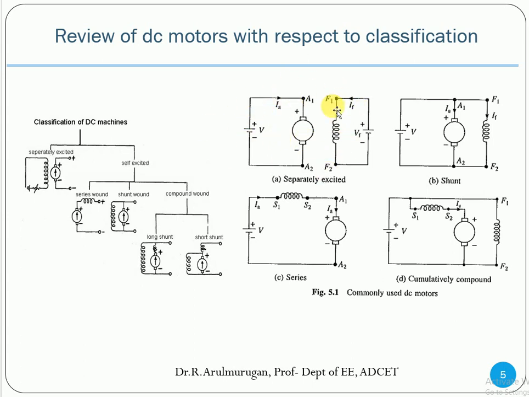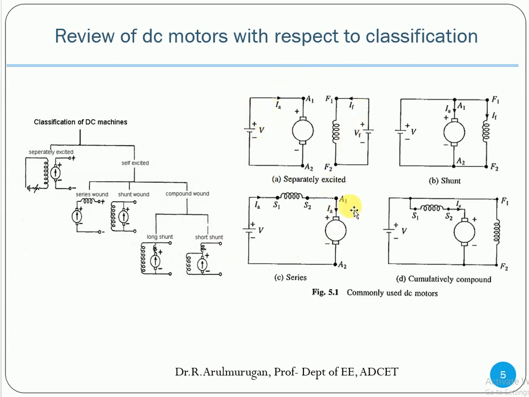The next one, N is directly proportional to Eb divided by phi. Here phi is a constant, so N is directly proportional to Eb, the back EMF. That's why it's a constant speed. So shunt motor means moderate starting torque. T is directly proportional to IA, and N is directly proportional to Eb. It is a constant speed motor.